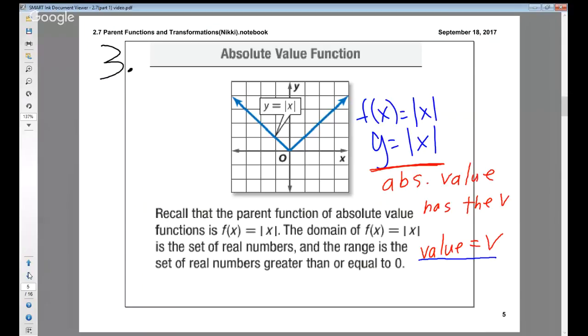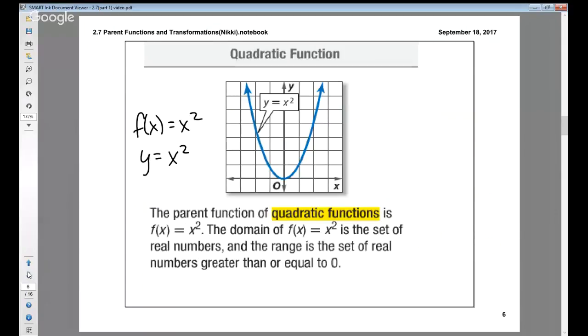I don't really think I need to explain this one much more. This is probably one of the easier ones to remember. So that's parent function number 3. The last parent function is the quadratic function, parent function number 4.